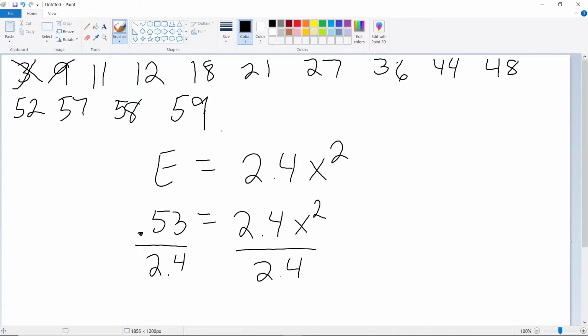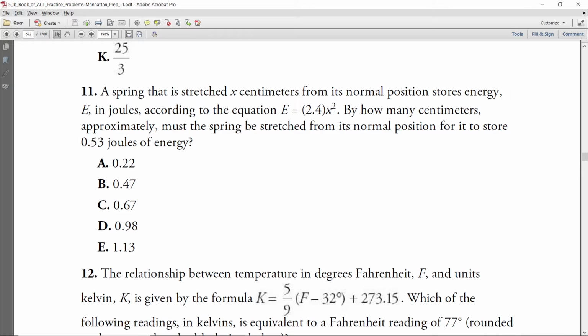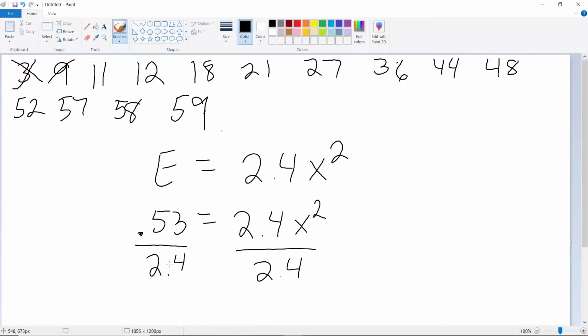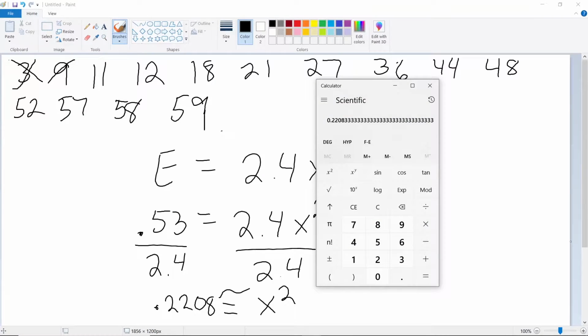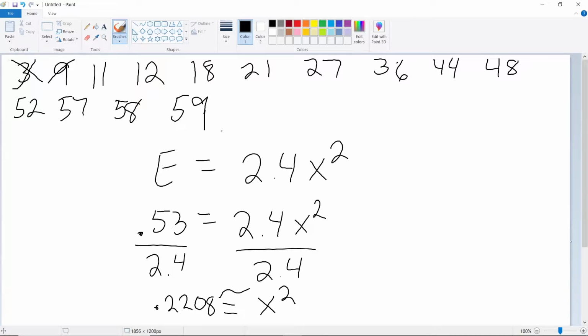0.2208, something like that. And what are our answer choices here? Okay, 0.2208. Now, it's a good idea, and that equals x squared, by the way. And when I write it, I put approximately, because that's not exactly what it equals. It's what's on my calculator here, and even that's approximate, because you can see that 333 goes on forever. So 0.22083333.